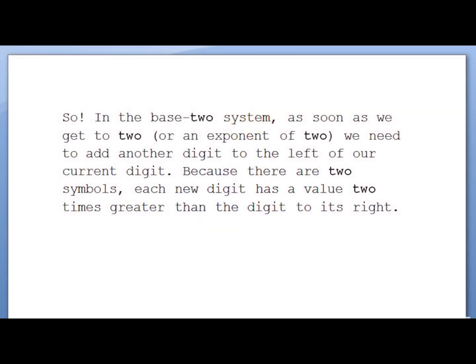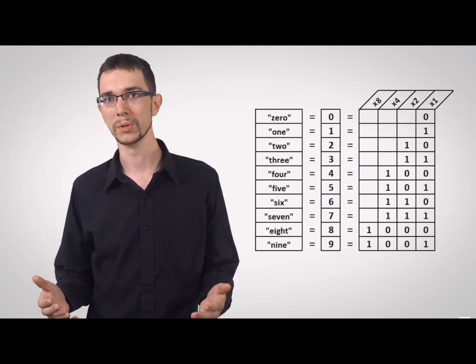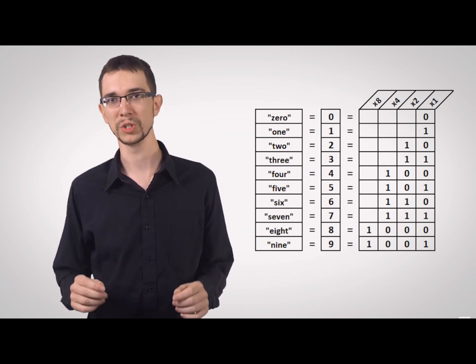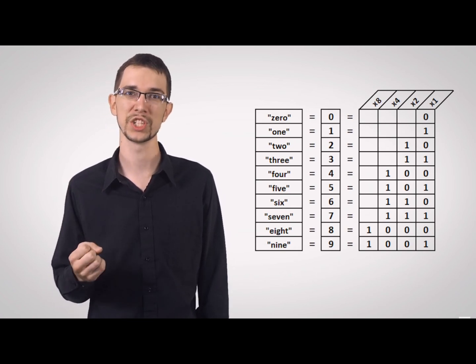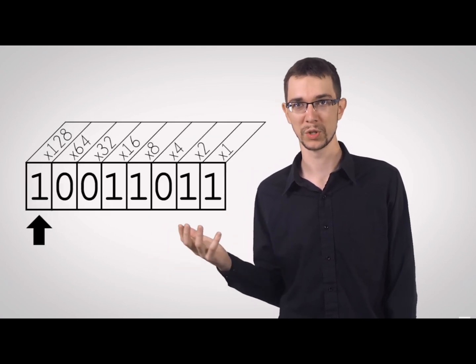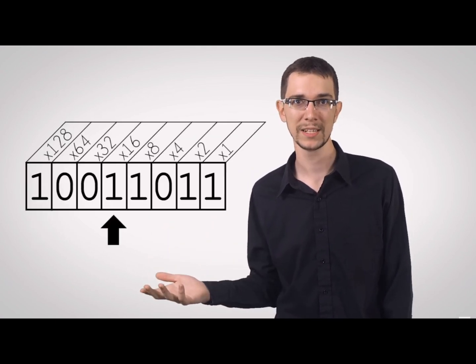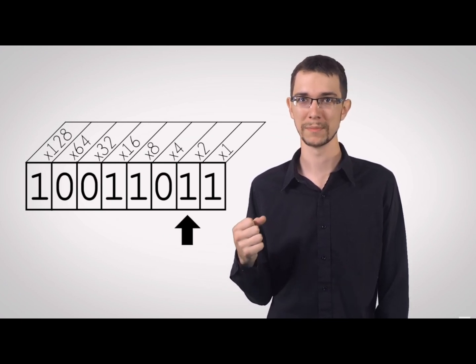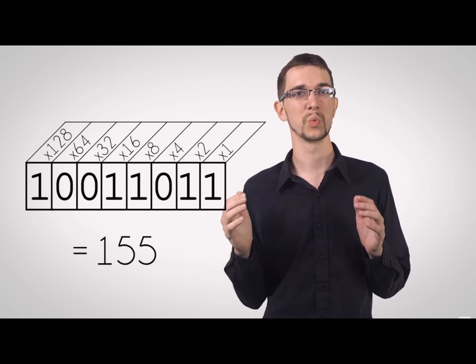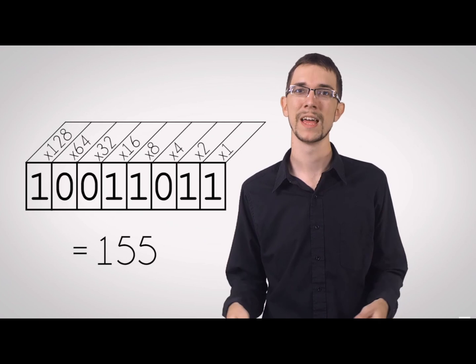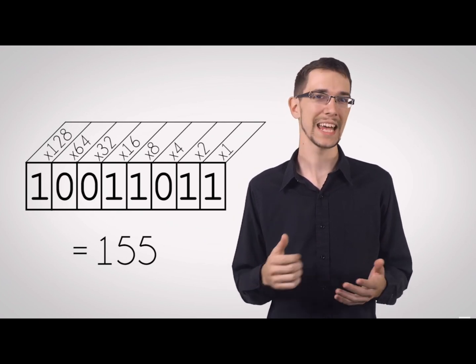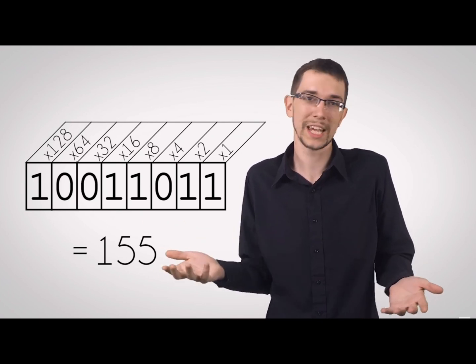But what if you had only 2 symbols to work with? Well then, everything that I said still applies. With just 2 symbols, each new digit needs to have a value 2 times greater than the digit to its right. So a sequence like this would equal 1 times 128, plus 1 times 16, plus 1 times 8, plus 1 times 2, plus 1, which is 155. And that's how you count in binary. It's actually really simple. It's just multiplication and addition.